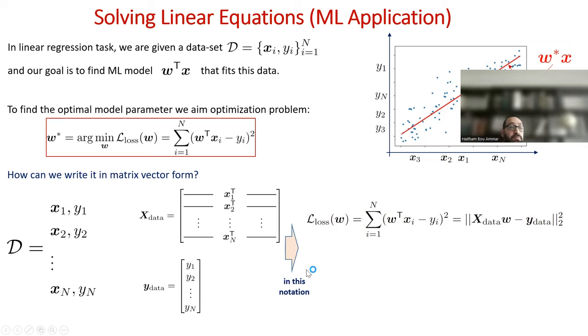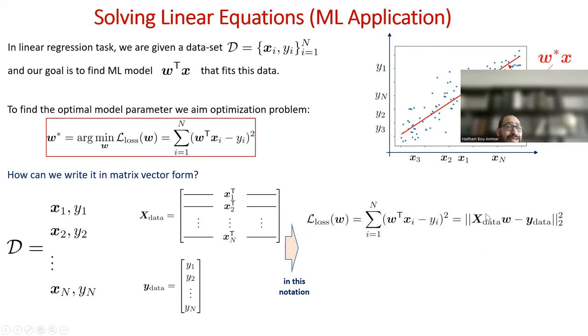Now, using our notation, we could have rewritten this equation of the loss as the norm of X data times w minus y data, squared. So don't worry, let's go slowly through that. Remember the norms from the previous lecture: the L2 norm squared is the sum of the components of the vector squared.